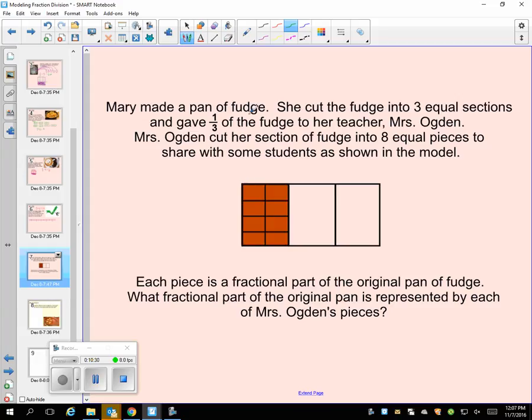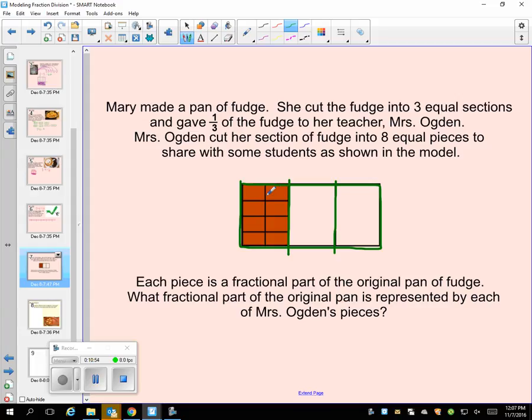It says she made a pan of fudge, so this whole thing was her pan of fudge. She cut the fudge into 3 equal sections. So she did 1, 2, 3. And she gave 1/3 of the fudge to her teacher. So this is what she gave to Mrs. Ogden.